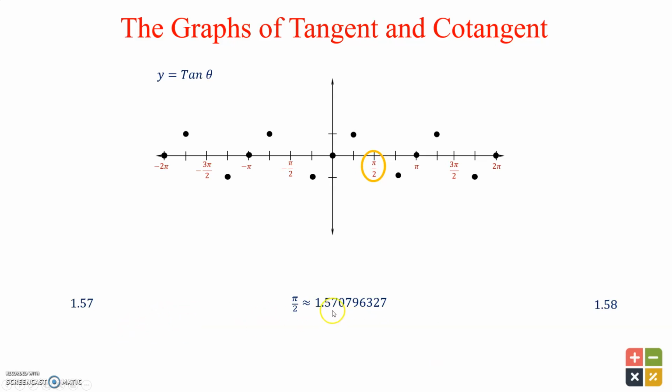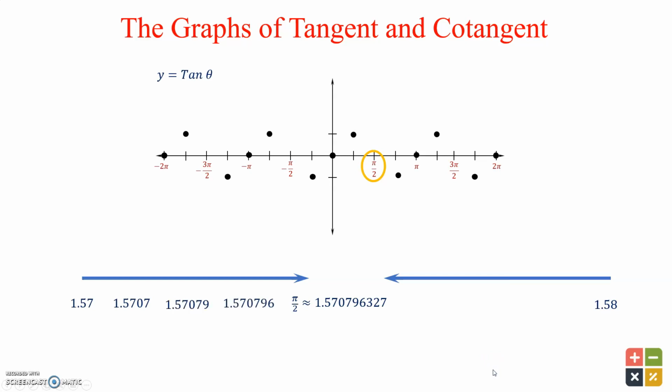To the left of 1.5707, etc., is approximately 1.57, which is a little bit less than. And on the right side, a little bit more than. And what we're going to do is approach this undefined value from each side. So numbers getting closer, a little closer, a little closer. Each of those values are a little bit smaller than pi over 2, but each time getting closer to it. Same thing from the 1.58, a little bigger, approaching pi over 2 from the right side.